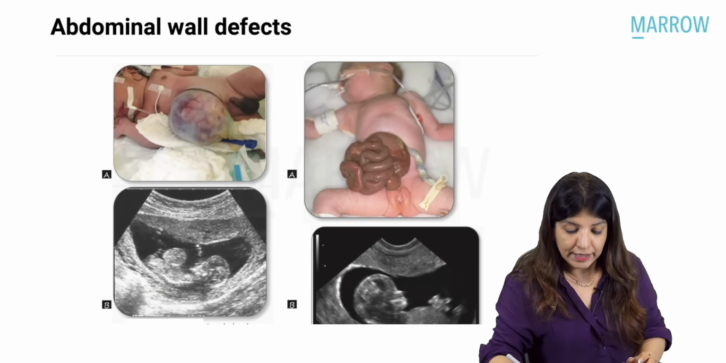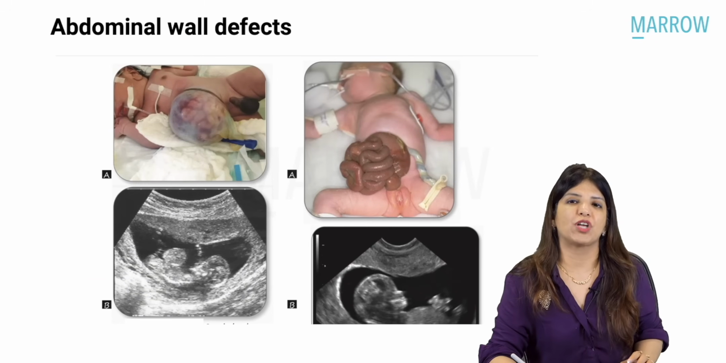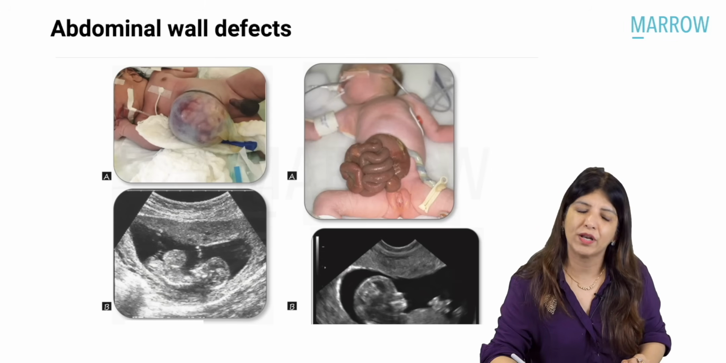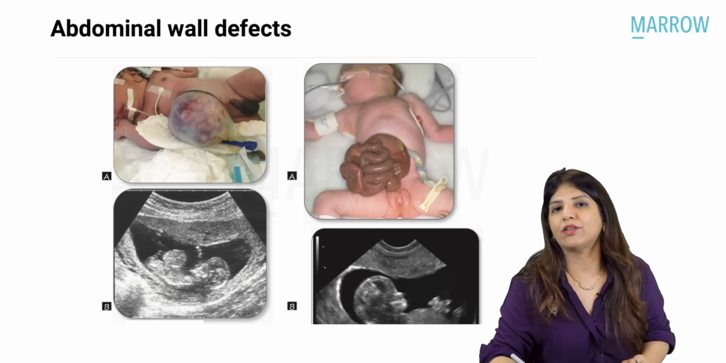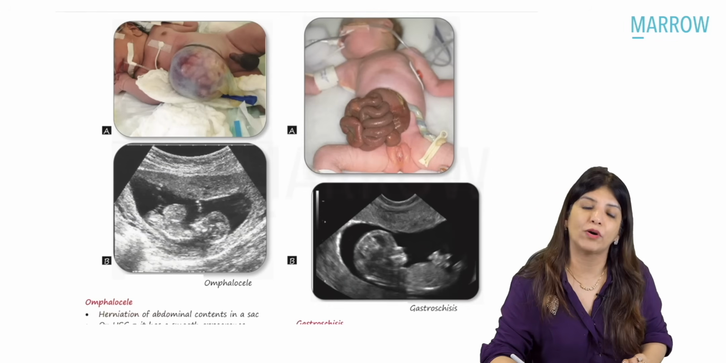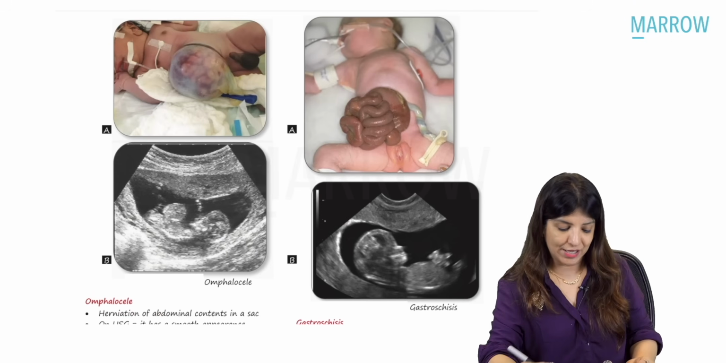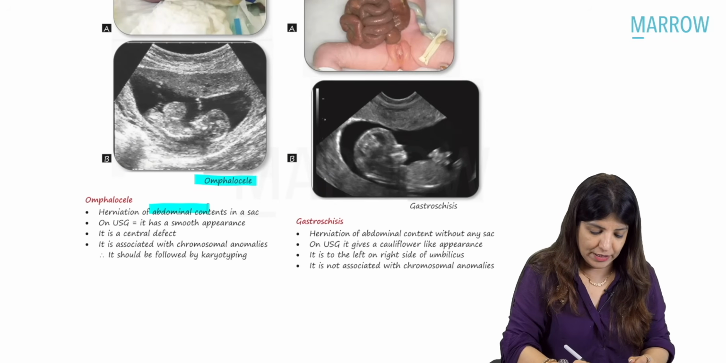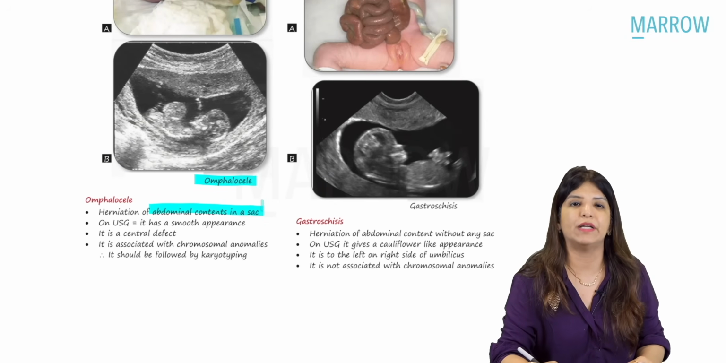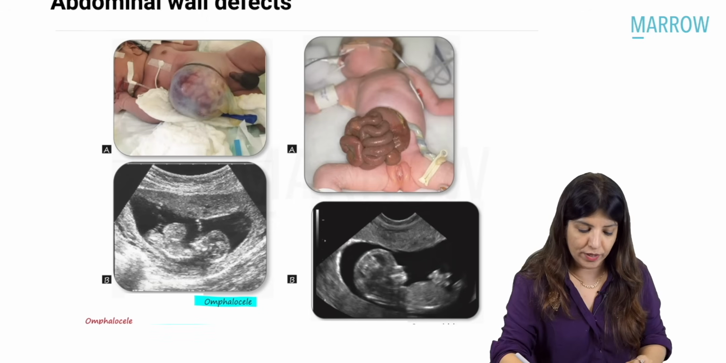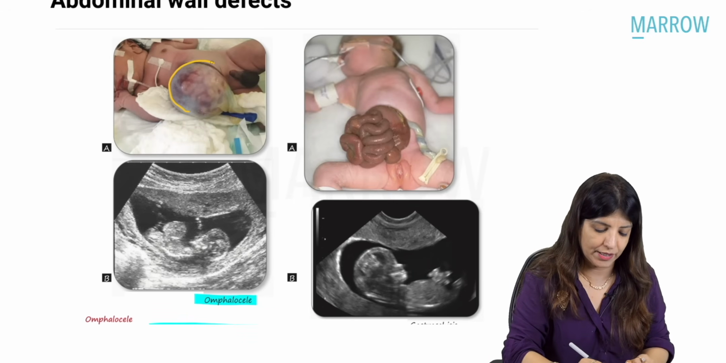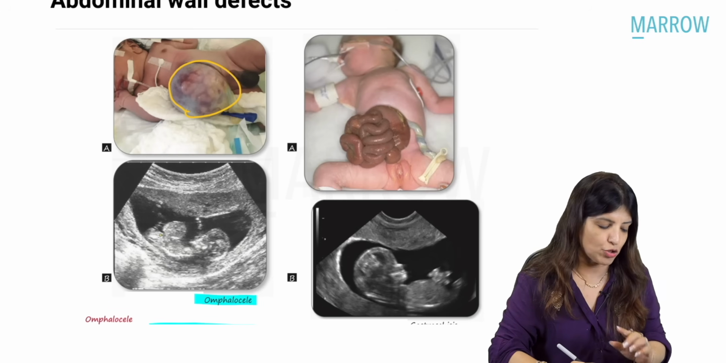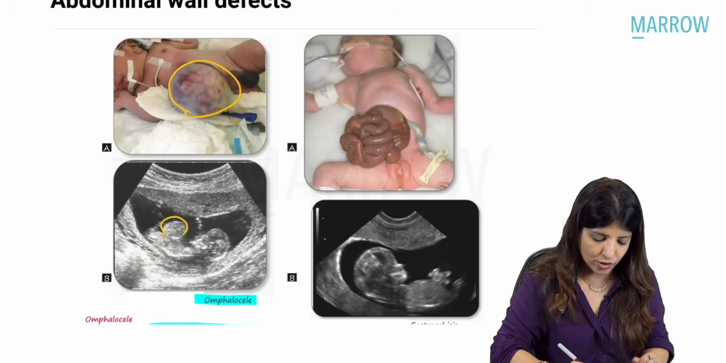Right? Now, the next set of images which I want to show you are related to abdominal wall defects. Again, this is a topic which you are taught very well in surgery, and you know that there are two very important abdominal wall defects. One of them is omphalocele and the other one is gastroschisis. In omphalocele, there is herniation of the abdominal content, and this herniation is going to happen in a sac.